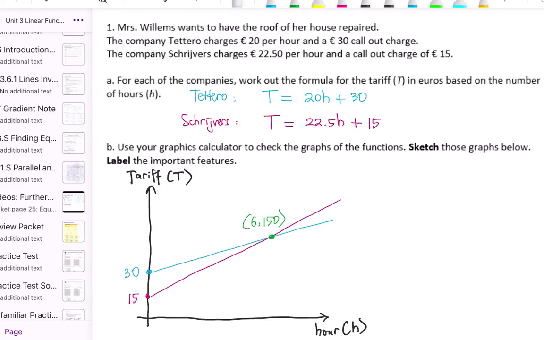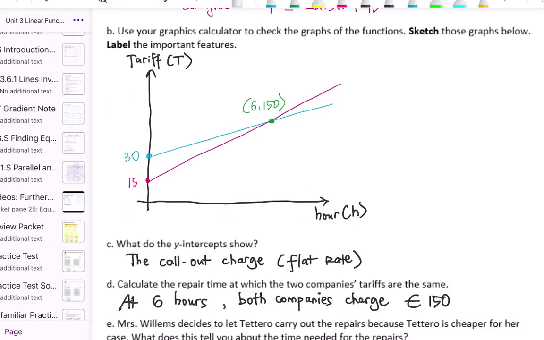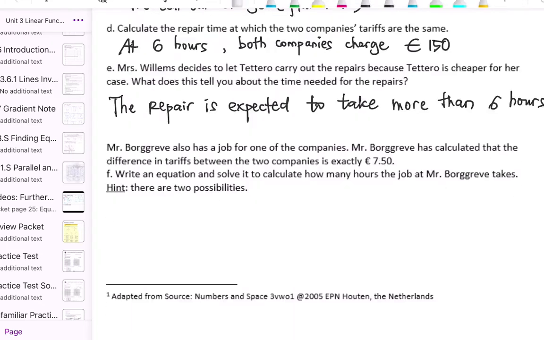We will try to answer the last section of question number 1. We have seen how the graphs of Tetero and Schreifers look, and the intersection and so on. So the last question asks us to figure out when the tariffs of both companies will differ by exactly €7.50. And there is a hint that there are two possibilities. How could there be two possibilities?